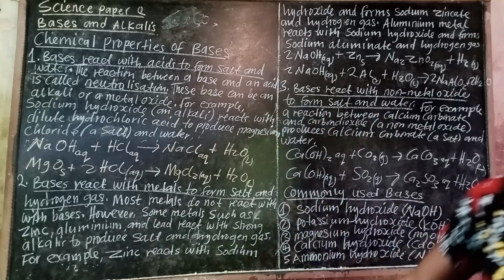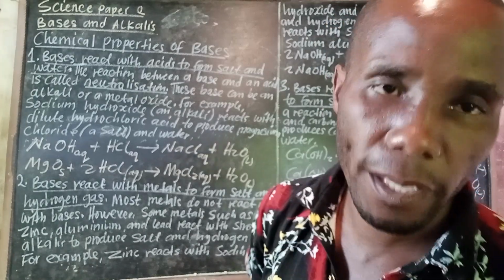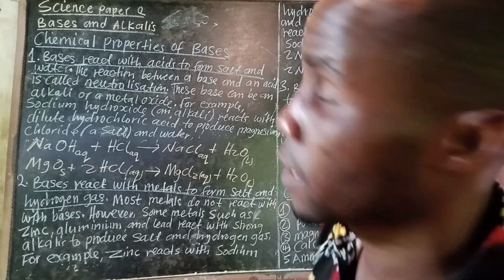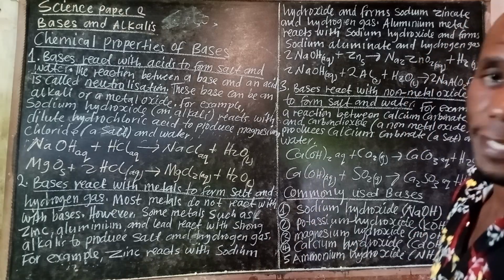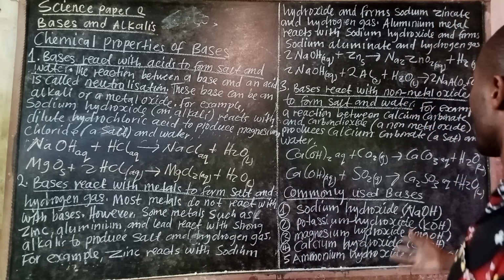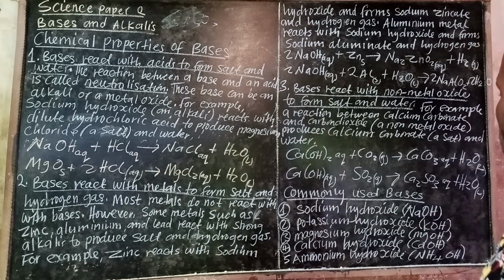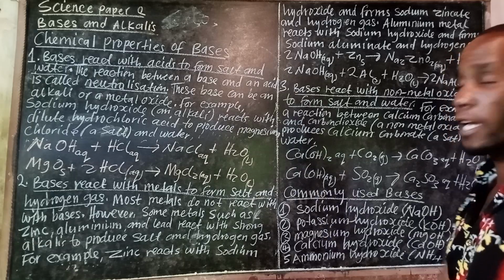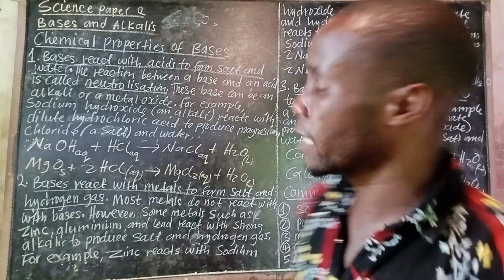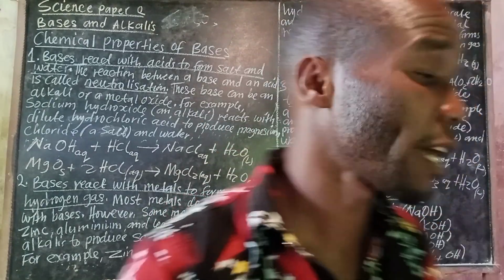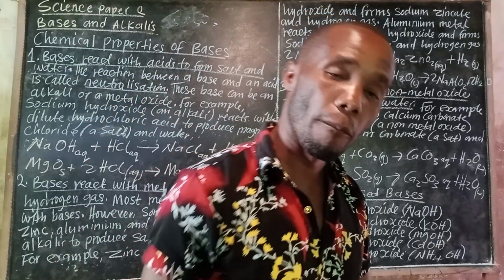Okay, so now let us look at the commonly used bases, the bases that are commonly used in our daily lives. One, we have sodium hydroxide. Two, we have potassium hydroxide, magnesium hydroxide, calcium hydroxide, and ammonium hydroxide. So these are commonly used bases.